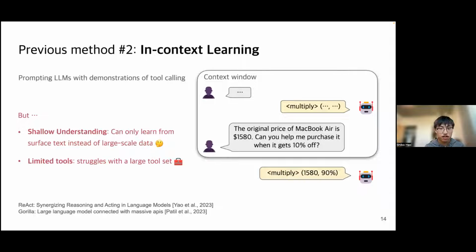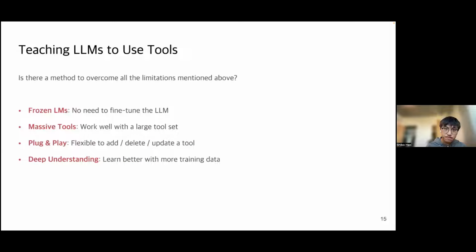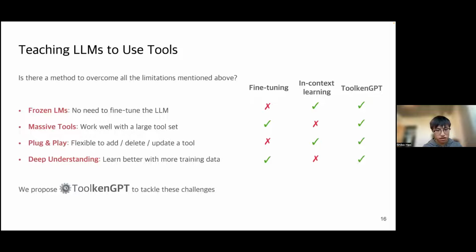However, an LLM can only learn from the text description of a tool or only limited training samples in the context, which leads to very shallow understanding of tools. And when there is a very large toolset, it's even more challenging for LLMs to learn every single tool from just one context window. To overcome all those limitations of previous methods, we propose a new tool learning algorithm called ToolkenGPT.